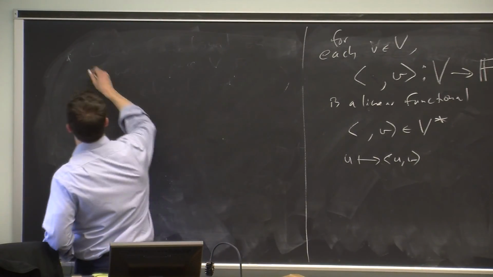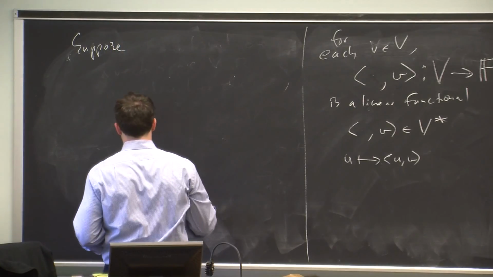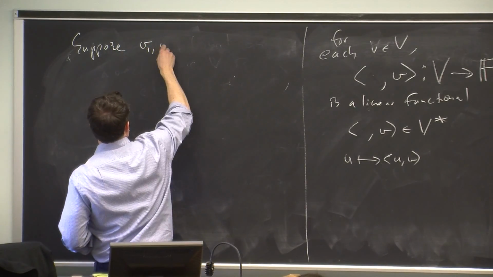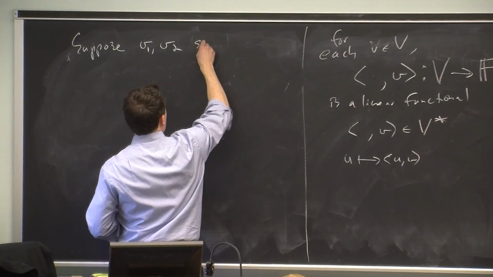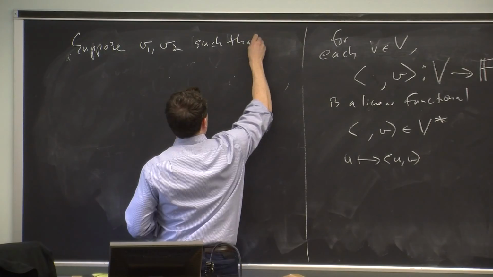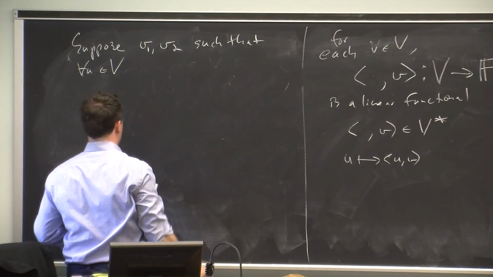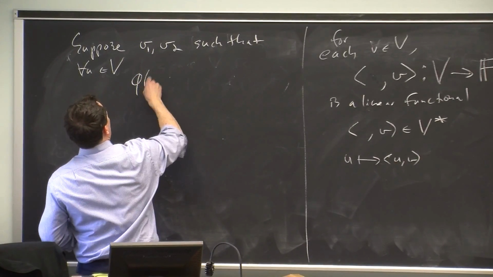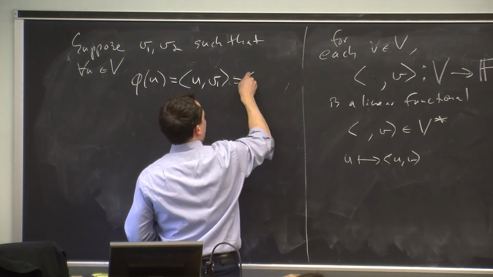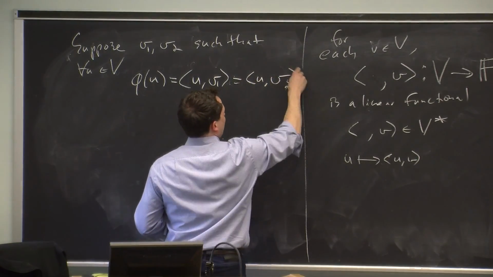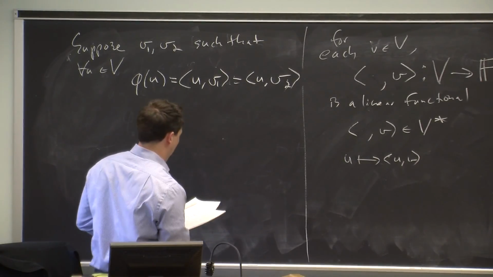So for that, suppose I have two vectors which work just as well to represent. That is, given any other vector U, phi applied to U is the same as taking the inner product with V1, and also the same as taking the inner product with this V2, the second solution to this problem.